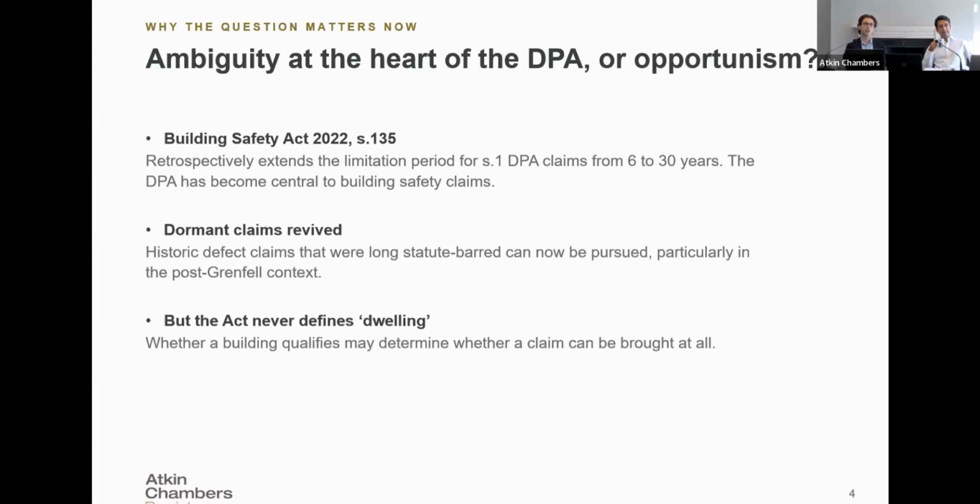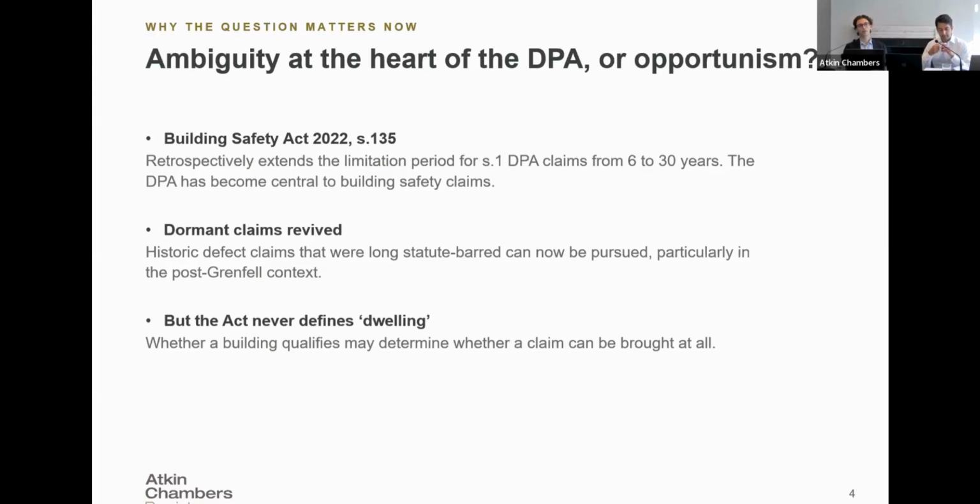We've headed this slide, ambiguity at the heart of the DPA, or opportunism. On one view, the word dwelling is not ambiguous, it's a natural word, and as Sheriar will come on to, some of the cases and the judges have said, this is a natural word in the English language, it's not ambiguous. But what's happening here in the new statutory context under the BSA is we're seeing a lot of defendants seeking to argue that grey area or threshold type buildings, which are complex building types with different types of uses, are not dwellings and therefore do not qualify under Section 135 of the BSA.